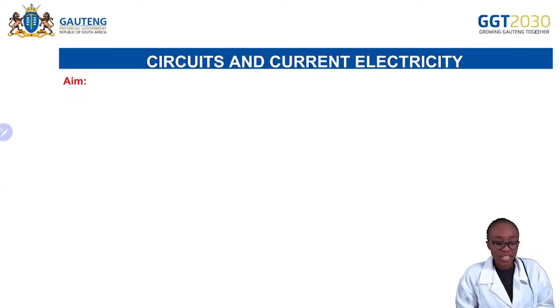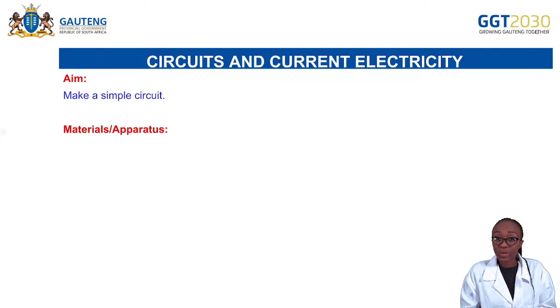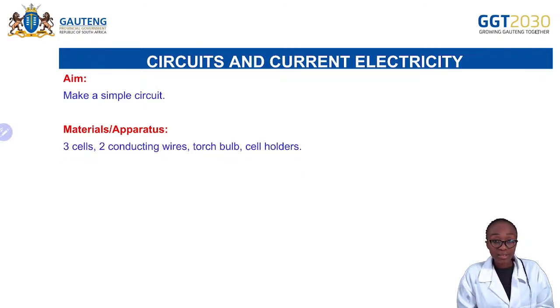Welcome back, grade 8 learners. So now we're going to do our experiment. So let's find out what the aim of the experiment is. The aim of the experiment is to make a simple circuit. So today we're going to be making a simple circuit. So these are the materials or apparatus that we're going to use today. We need 3 cells, 2 conducting wires, a torch bulb, and cell holders.